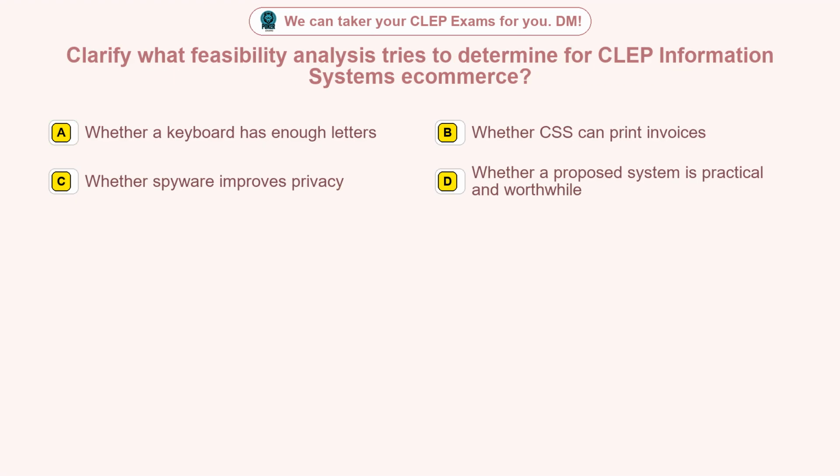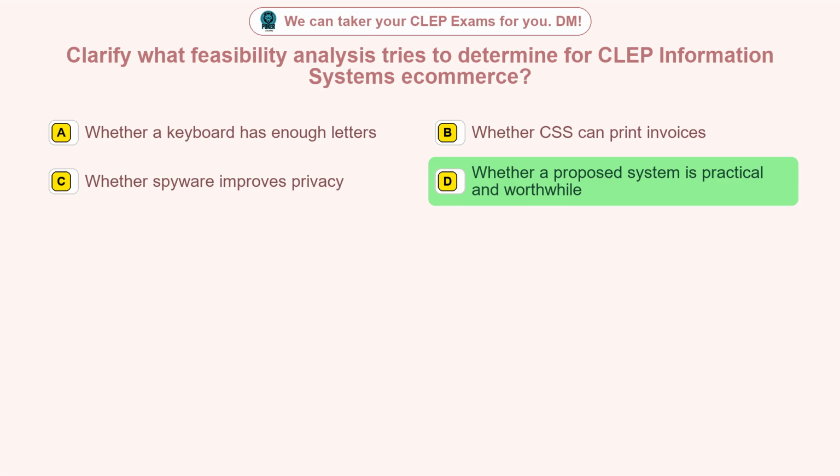Clarify what feasibility analysis tries to determine for CLEP Information Systems Ecommerce. Option A. Whether a keyboard has enough letters. Option B. Whether CSS can print invoices. Option C. Whether spyware improves privacy. Option D. Whether a proposed system is practical and worthwhile.